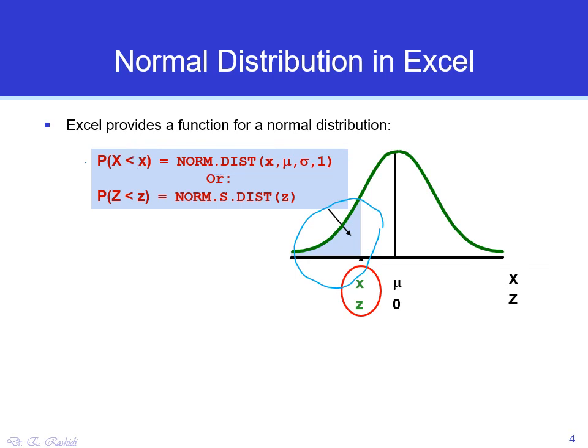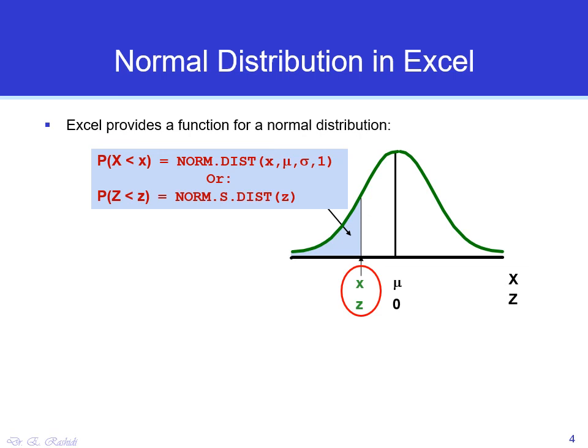Excel also has a function for a standard normal distribution, as you see here in the second function. This is the probability that z, the standard normal distribution, is less than a small z, is equal to norm.s.dist, where s stands for standardized, and you just put z here. And that's going to give you the probability, or in some Excel functions you could have to add another parameter for cumulative or not here.